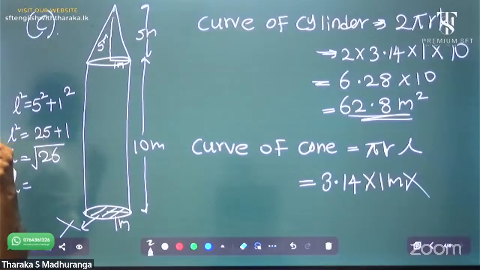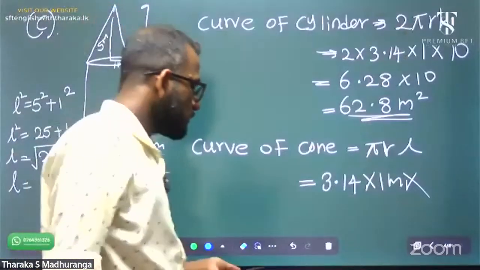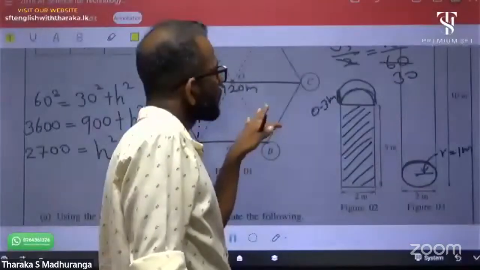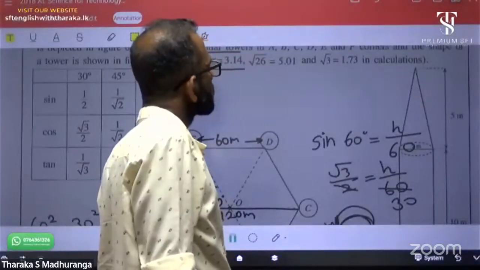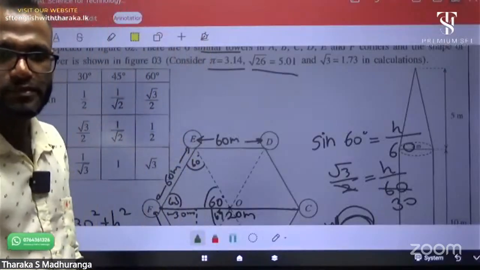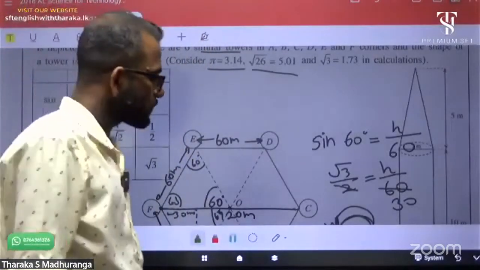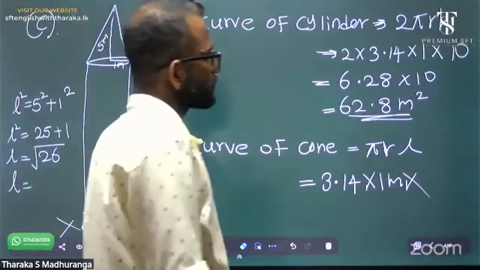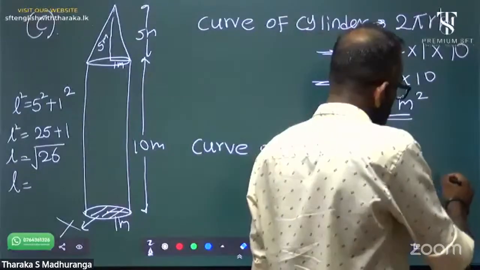The square root of 26, no, you can't use a calculator. The square root of 26 is already given. It is 5.01.